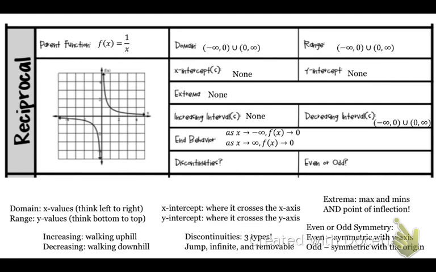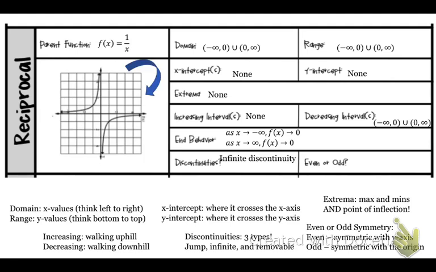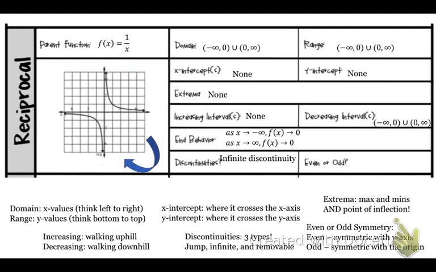As x goes to negative infinity, so the left side of this, that's approaching 0. As it goes to positive infinity, that's approaching 0, so they're both 0. We do have a discontinuity on this, and it'd be the infinite one, because they're both approaching infinity. But you have to lift your pencil to draw it, okay? And then if we rotate this, you get the same looking graph, so that is odd.